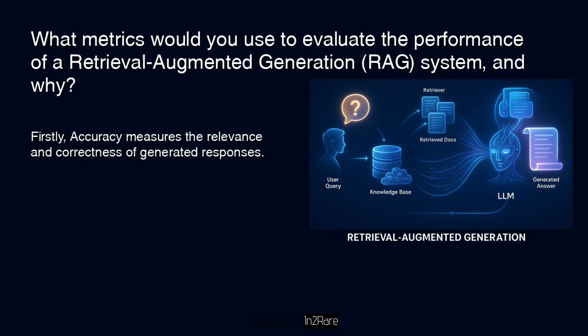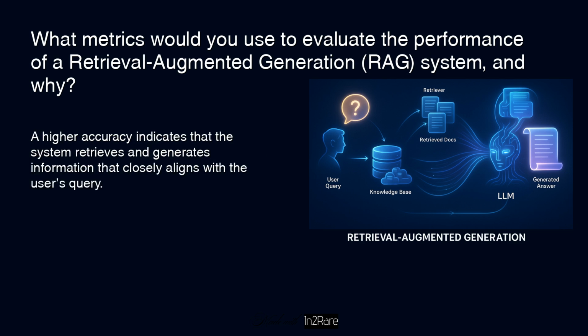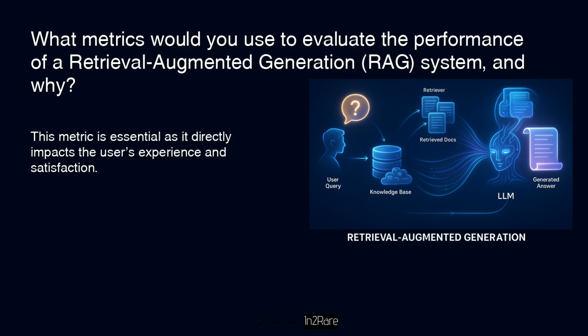Firstly, accuracy measures the relevance and correctness of generated responses. A higher accuracy indicates that the system retrieves and generates information that closely aligns with the user's query. This metric is essential as it directly impacts the user's experience and satisfaction.